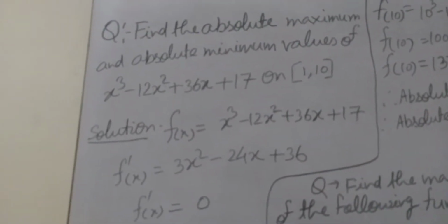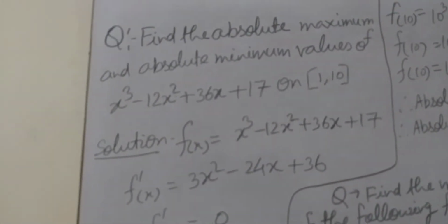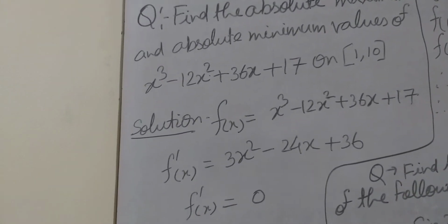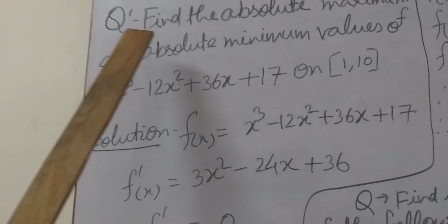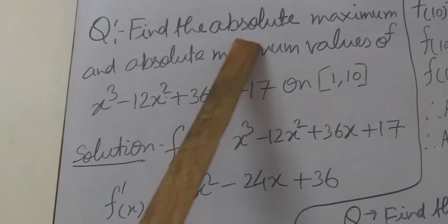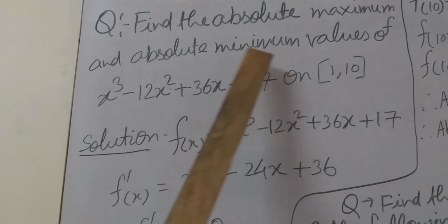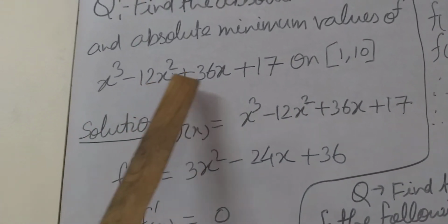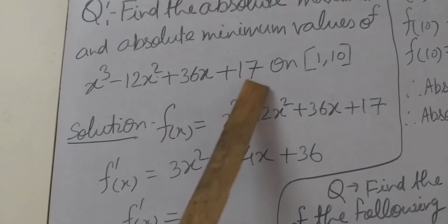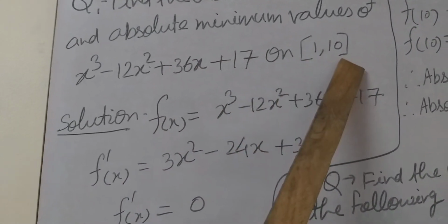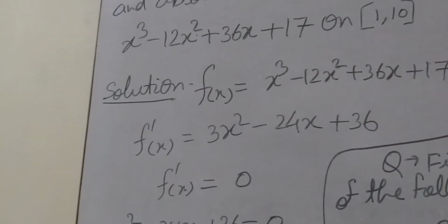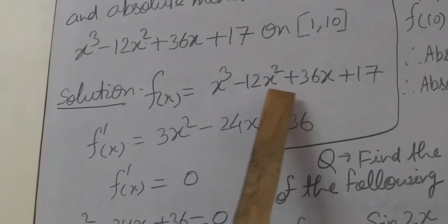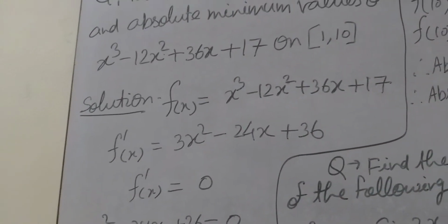Hello students, let us solve more questions of maximum absolute value and minimum absolute value. So question number 1: find the absolute maximum and absolute minimum value of x cube minus 12x square plus 36x plus 17 on the closed interval 1 to 10. So this is the function, students: f(x) equals x cube minus 12x square plus 36x plus 17.